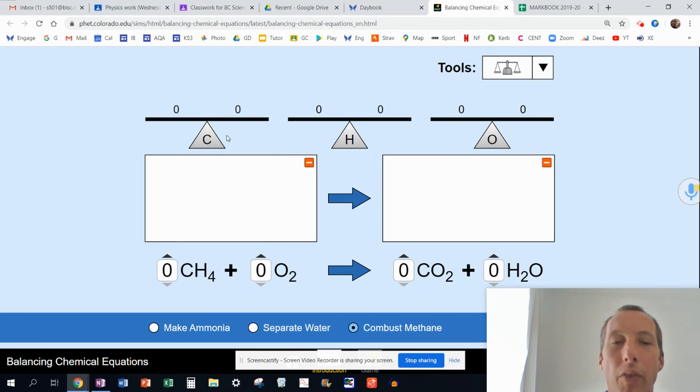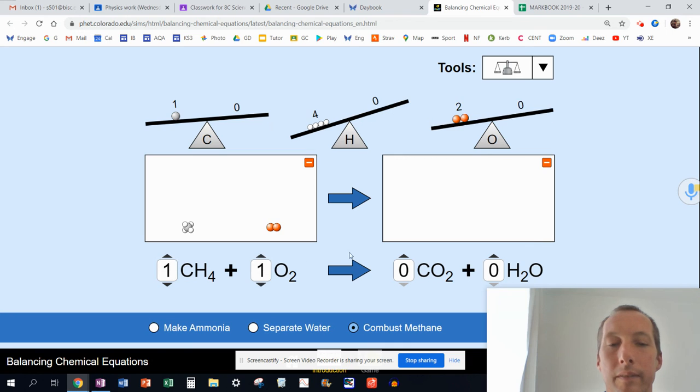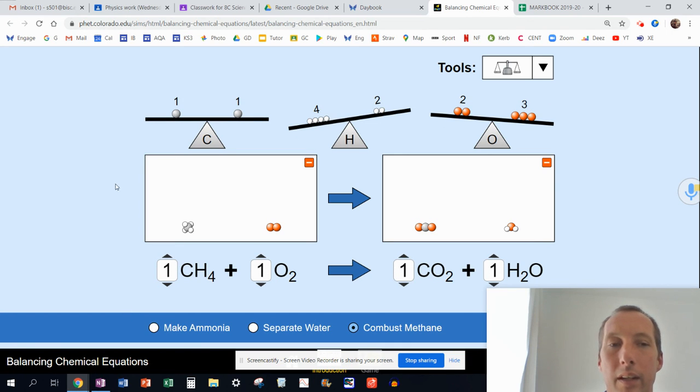So this time we've got 3 different elements in it. We've got carbon, hydrogen, and oxygen. So same as before, let's add 1 of each of them to here. Now, carbon is balanced. We've got 1 carbon before, 1 carbon after. Hydrogen too many to begin with compared to afterwards, and oxygen too many afterwards.